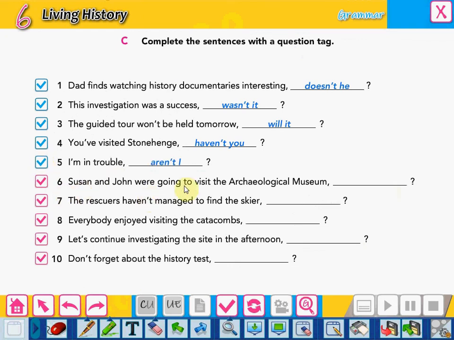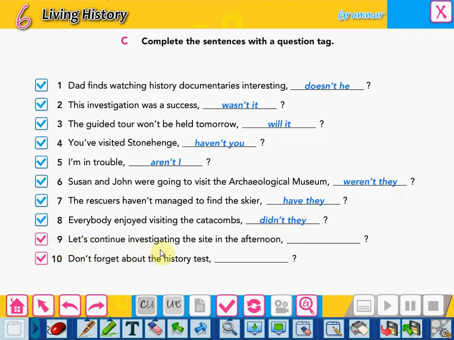Susan and John were going to visit the archaeological museum. Susan and John were going. So the question tag, weren't they? The rescuers haven't managed to find the skiers. So, have they? Everybody enjoyed visiting the catacombs. So everybody, whenever you have everybody, everyone, you must put they. And it's the question here, enjoyed in the past. So of course in the past we use did. So the question tag supposed to be didn't they.